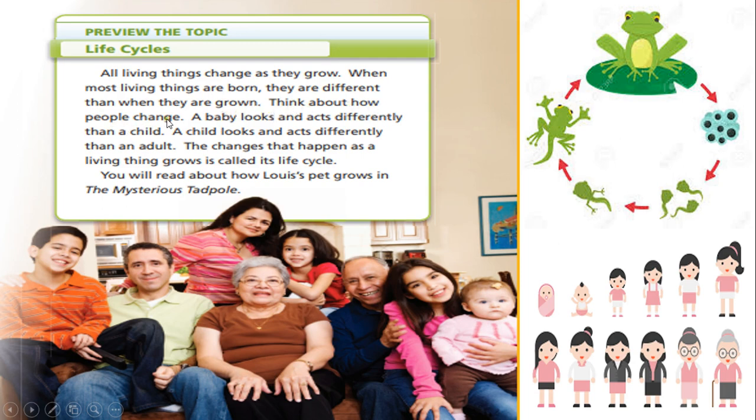Think about how people change. A baby looks and acts differently than a child. A child looks and acts differently than an adult. The changes that happen as a living thing grows are called its life cycle. So growing from being an infant until becoming senile, this is called the life cycle. Alright, so you will read about how Lewis's pet grows in The Mysterious Tadpole. And I need you to point out the life cycle in The Mysterious Tadpole.